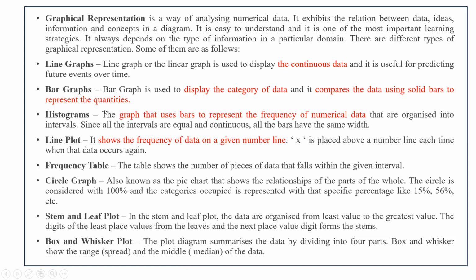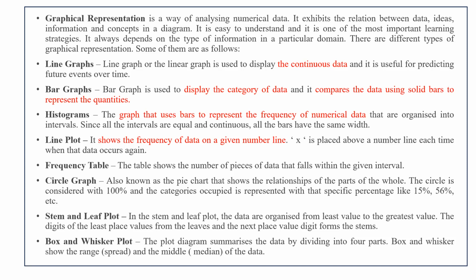Then histograms, the graph that uses bars to represent the frequency of numerical data. Then line plot, which shows the frequency of data on a given number line. Then frequency table, which is used to show the number of pieces of data that fall within a given interval. Then circle graph, also called a pie chart, which is always used when you need to show the relationship between the parts of the whole.